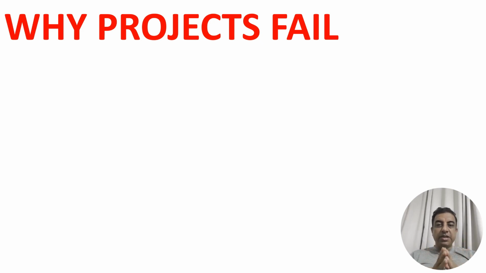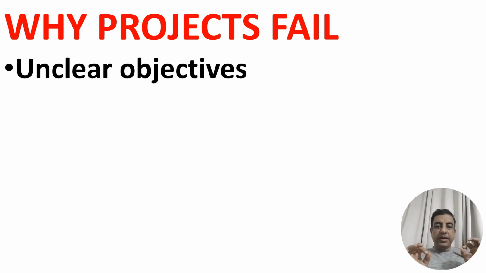Some of my viewers have been requesting me to make a video on why projects fail. So in my experience, what I have noticed is there are certain reasons why the projects fail. So let us begin this video and understand what these reasons are. Number one is unclear objective. When the objective is not clear, that is when the project starts failing. We will get into the details of each of these subheads in the subsequent slides.